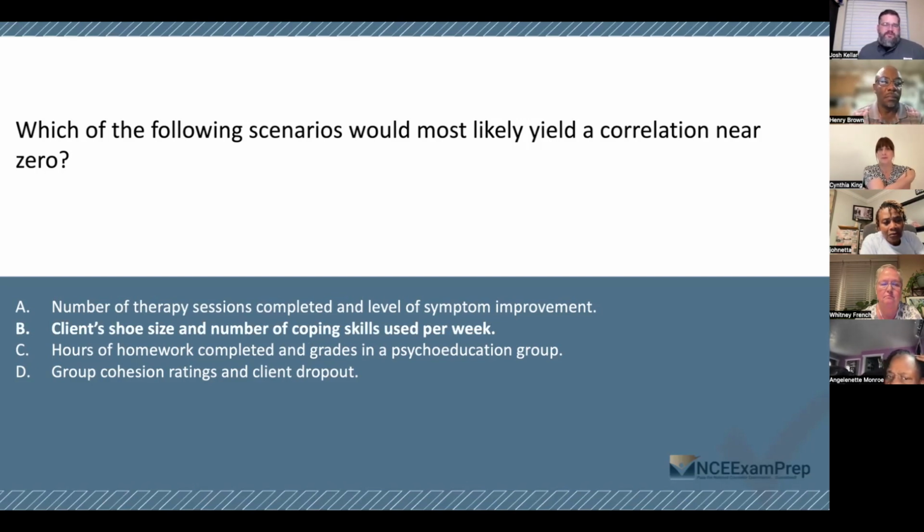What does client shoe size have to do with the number of coping skills? Yeah, nothing at all. Nothing at all, right? It would be pure coincidence if there was a correlation there.